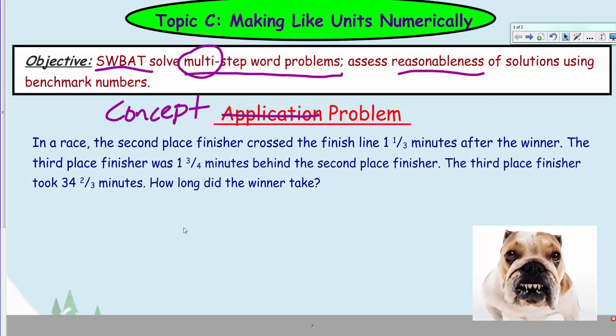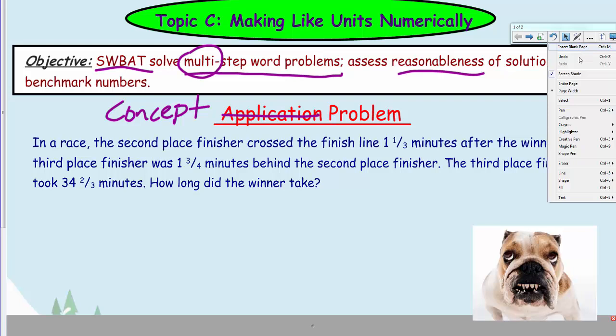We have a race. It says the second place finisher crossed the finish line 1 1/3 minutes after the winner. The third place finisher was 1 3/4 minutes behind the second place finisher. The third place finisher took 34 2/3 minutes. How long did the winner take? Ooh, here's a problem for you.